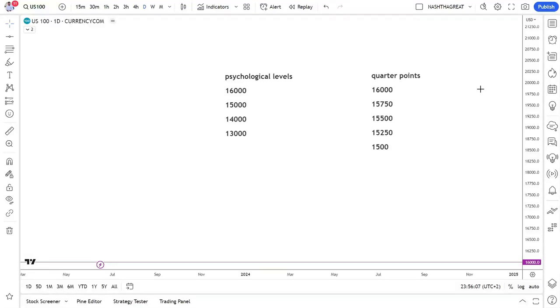Hi, what's up guys? In today's video, I'm going to show you a very important indicator that you need in your strategy, whether you're trading price action, SMC, ICT, or whatever strategy you're trading with. You need this indicator because it's so helpful. Let me explain a few things before I actually show you the indicator.